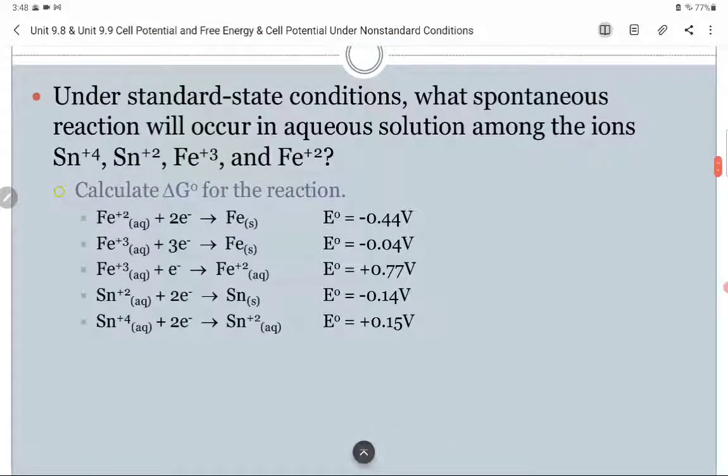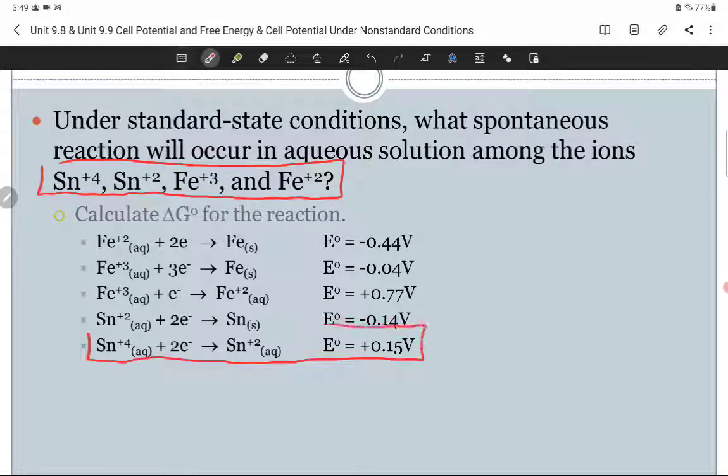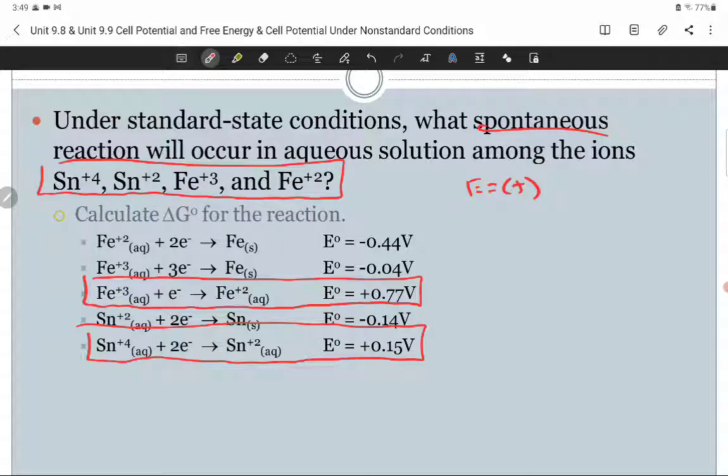Under standard state conditions, what's spontaneous, meaning what thermodynamically favored reaction will occur if you have this combination. So I gave you lots of half reactions, but we're not using all of them. Tin 4 to tin 2, so we need that. And iron 3, iron 2, we need that. And then we're looking for an E-cell that is positive. So how can we rearrange those to get a positive answer? And I think the only way you can do that is like that.